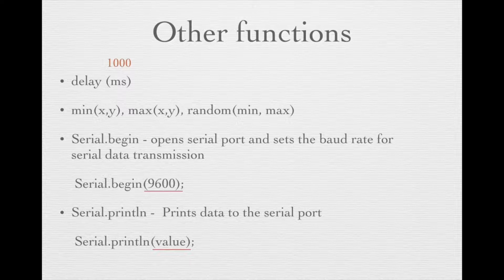Serial.begin opens a serial port and sets a baud rate for the data transmission. So Serial.begin of 9600, this 9600 is the serial data transmission rate. The next is Serial.println, which is used to print on the serial port. It prints data. Println means it prints a new line. Serial.println of value: say if the value is 50, then 50 will be printed on the screen.